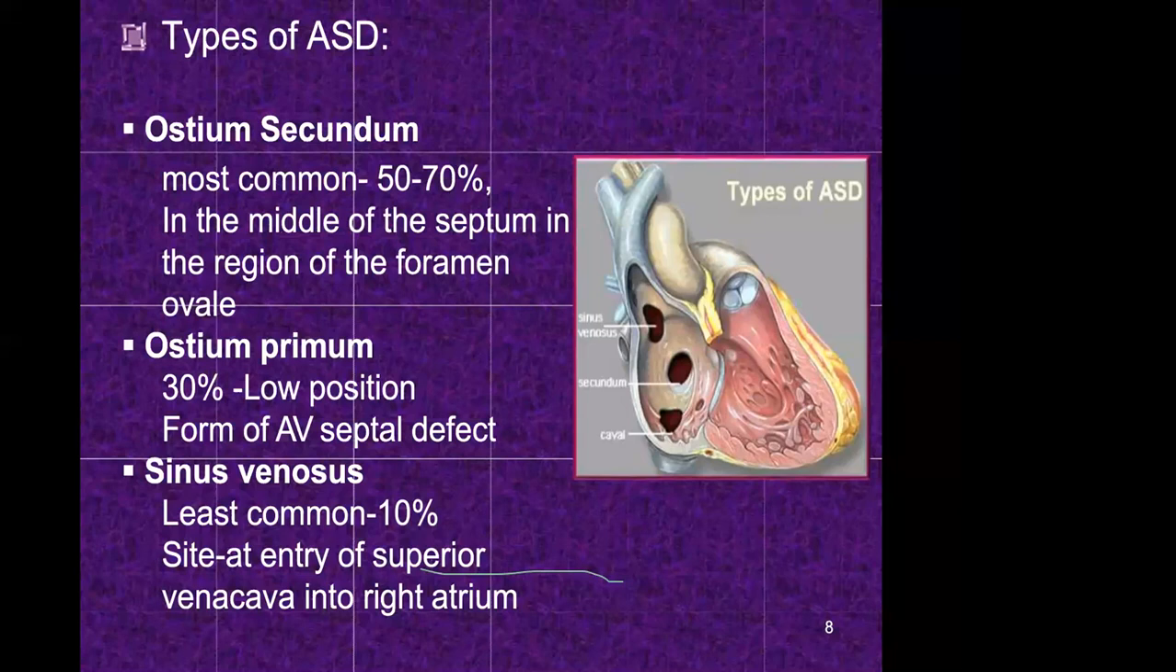Primum is the one in blue. The diagram is useful, you can see. Then the sinus venosus. Why is it called this? Because it is at the site of the superior vena cava.